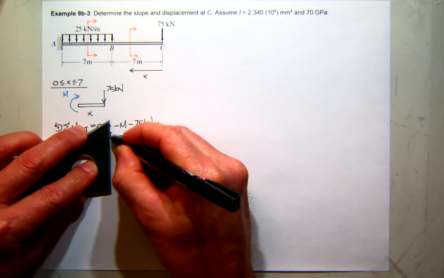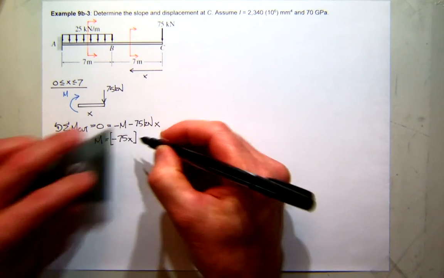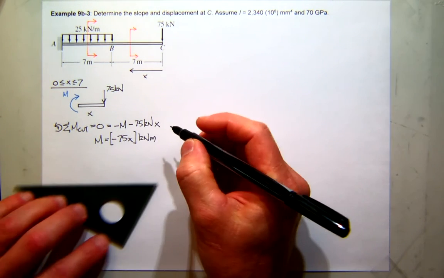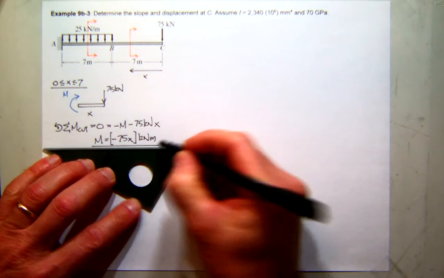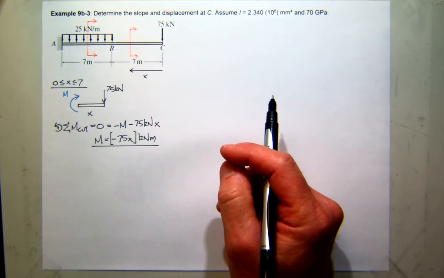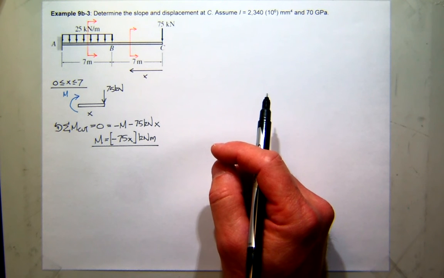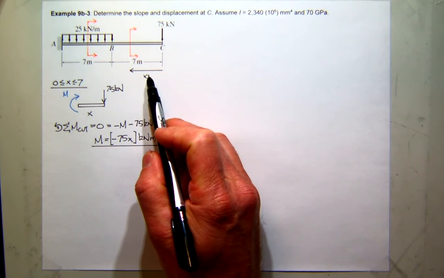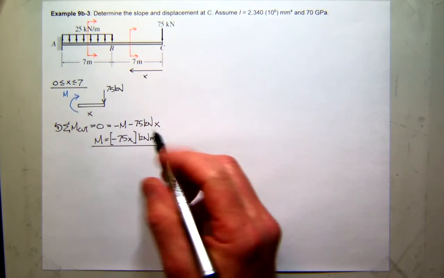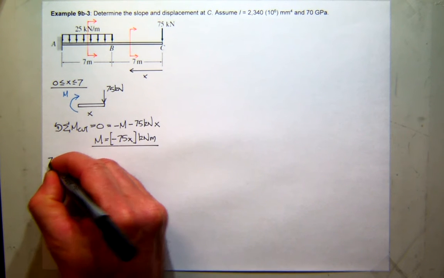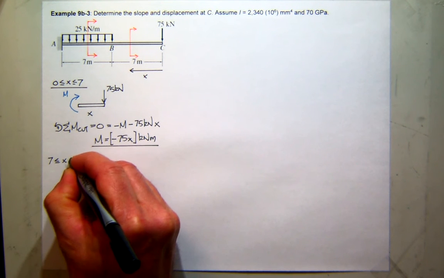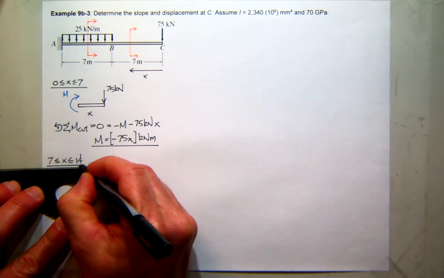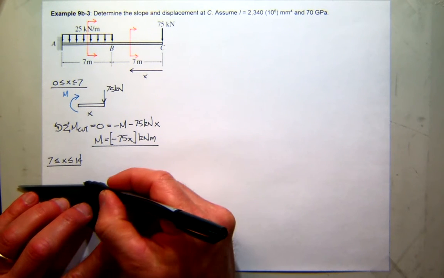And the units would be in kilonewton meters. That wasn't so bad. Any questions about that? All right, so keeping the same coordinate system, let's look at the second section. So this would be the section from 7 to 14. So that free body looks a little bit different.